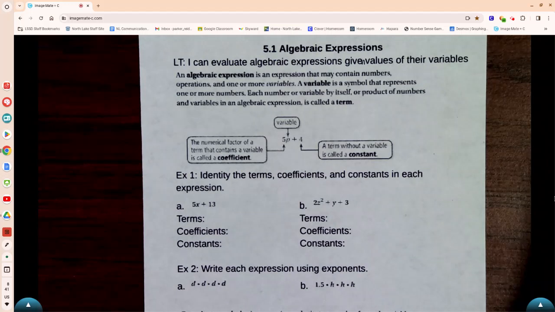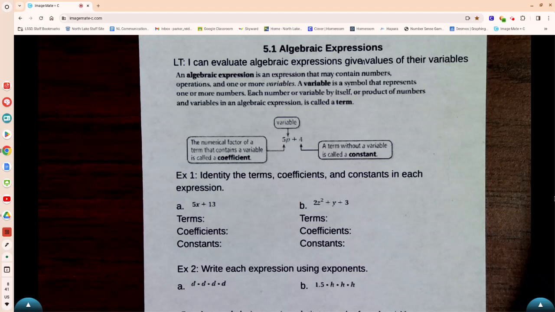So you guys have been dealing with expressions, numerical expressions, forever. That's just things that have numbers and operations. When it's algebraic, it now involves variables. A variable is a symbol that represents one or more numbers. So you actually have done this before.